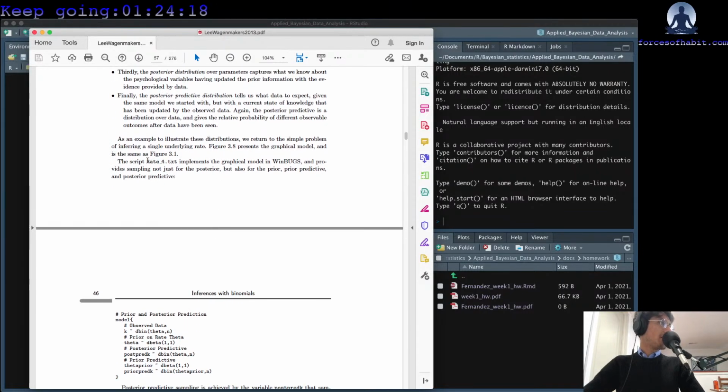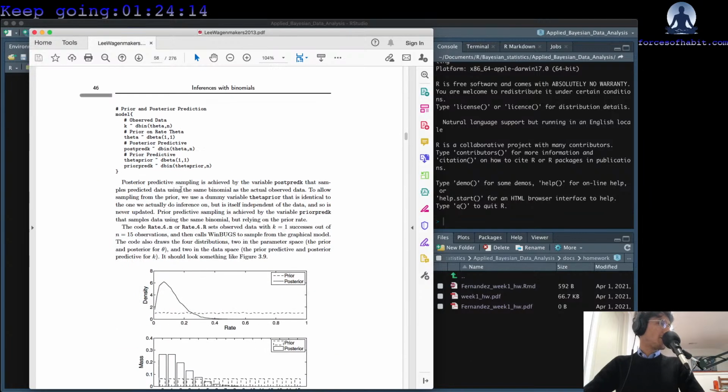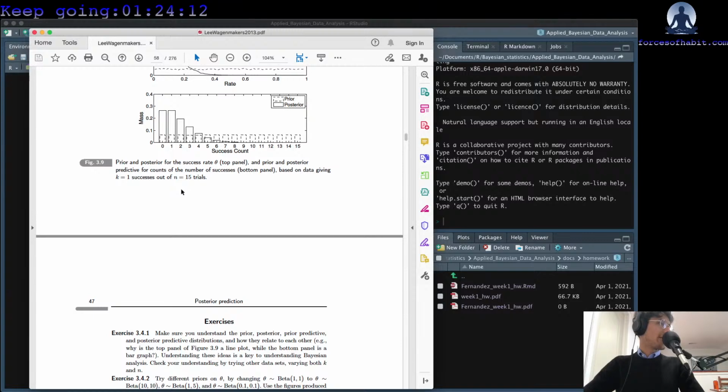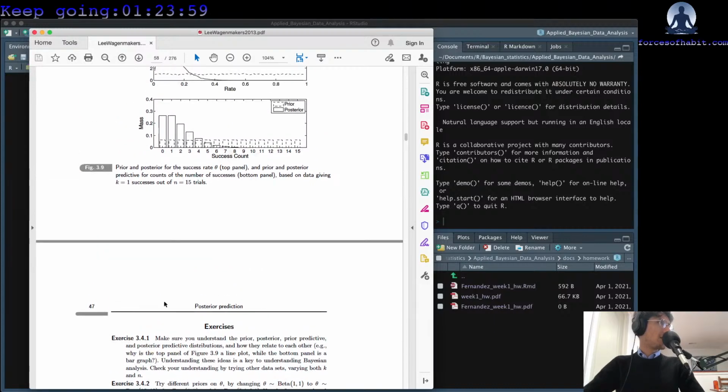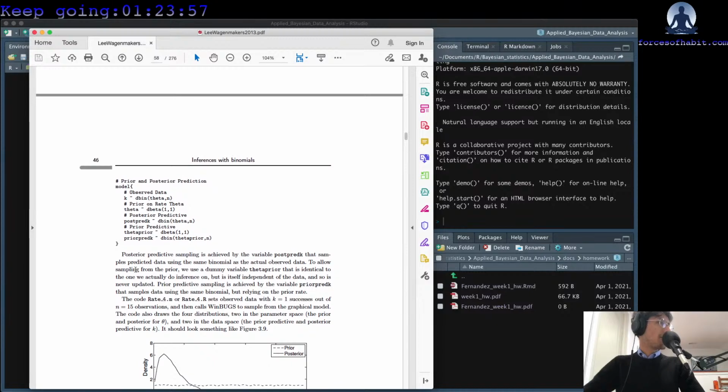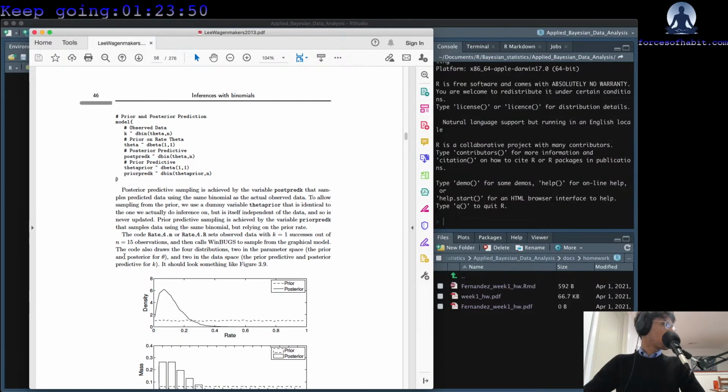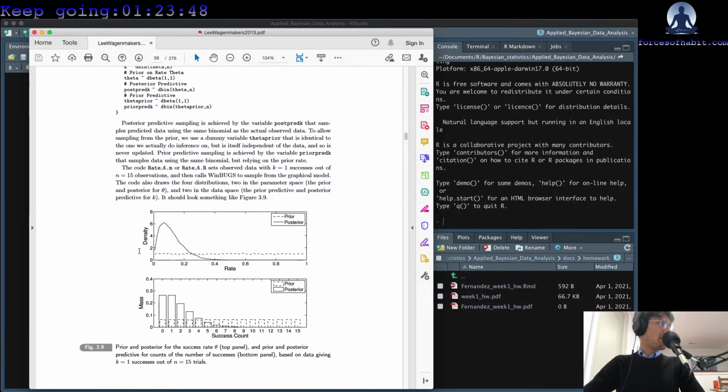We're just going to start with, it looks like, rate test 4. So now I'm going to move over to the exercises here, and we'll get started. Understanding these ideas is key. Check your understanding by trying other data sets varying with K and N. Okay. So we have posterior prediction and prior prediction. I'll just open up the data set here.